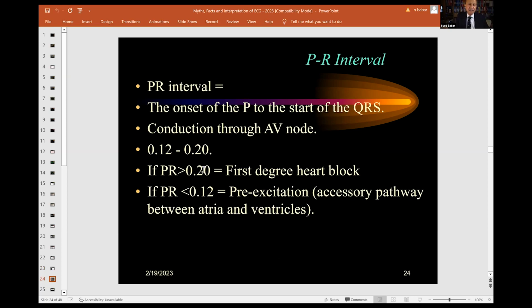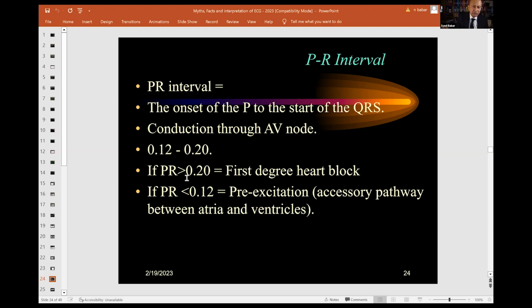So the PR interval, this is the onset of the P to the start of the QRS complex. So really it should be called the PQ interval, but it's traditionally called the PR. And this is when the SA node transmits the action potential across the atrial muscles, then towards the AV node, and then it travels through the AV node. So the conduction rate is 3 small squares to 5 small squares. So 0.12 to 0.20 seconds.